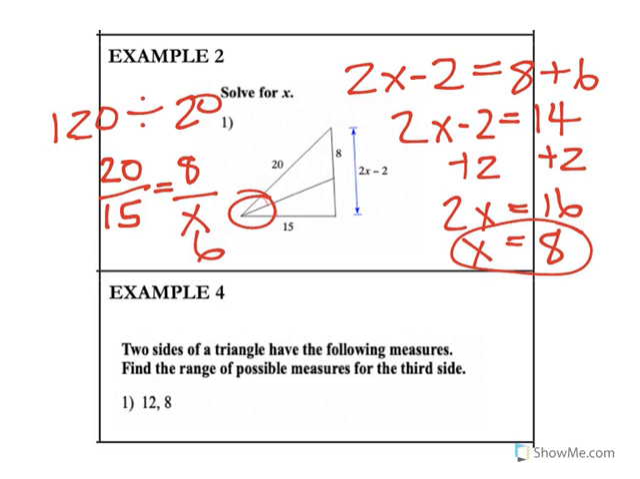And finally, let's look at example 4. Two sides of a triangle have the following measures. Find the range of possible measures for the third side. So 12 plus 8 is 20. That means that it has to be smaller than 20. And what can it not be smaller than? Let's see. If you add something to 8, it has to be larger than 12. So you can't add anything less than 4. Well, really, you have to add something greater than 4. So it needs to be greater than 4 and less than 20.